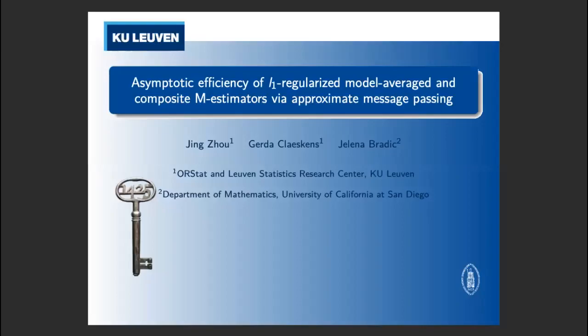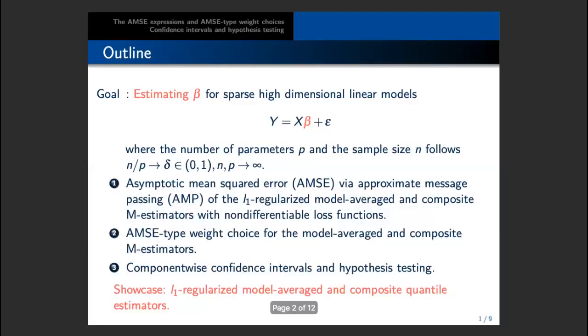I will talk about asymptotic efficiency of L1 regularized model average and composite M estimators via approximate message passing in this presentation. This is a joint work with my PhD supervisor, Professor Heather Kloskens and Professor Elena Bradic from UC San Diego. Our goal is to estimate a parameter vector beta for sparse high-dimensional linear models where the number of parameters p and the sample size n follow a linear order when both n and p go to infinity.